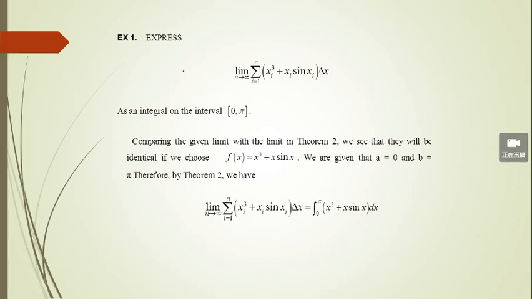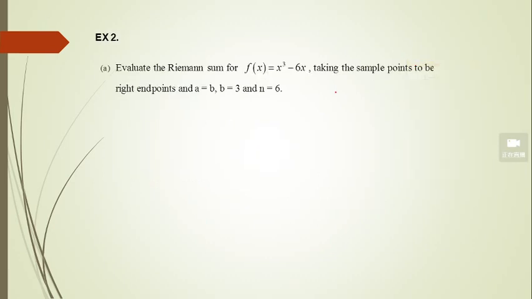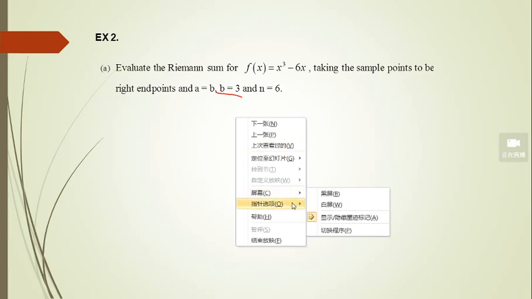Now, I used my handwriting to explain the example, and I also wrote some official notes, so you can check like that. Comparing the given limit with the limit in theory 2, we see that they will be identical if we write the function f(x) in this way and the closed interval is from a to b. Then we can express this as the integral of f(x) dx from 0 to pi, right? Now, here is a typo. Sorry, a should be 0. a equals 0.